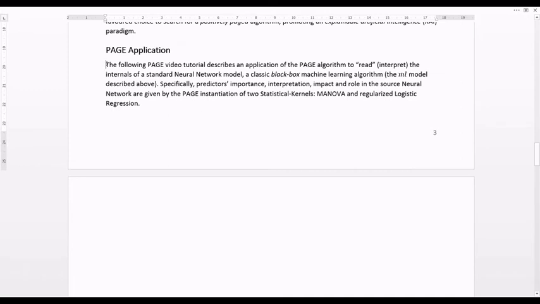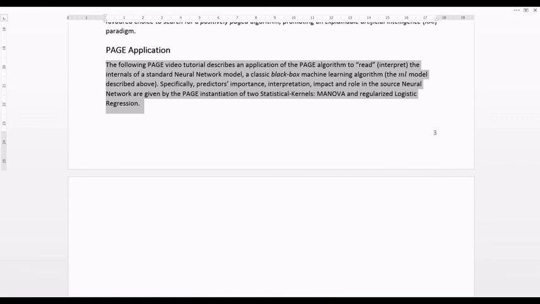So the following page video tutorial describes an application of the page algorithm to read, thus interpreting, the internals of a standard neural network that we're going to build right now as a classic black box machine learning algorithm.